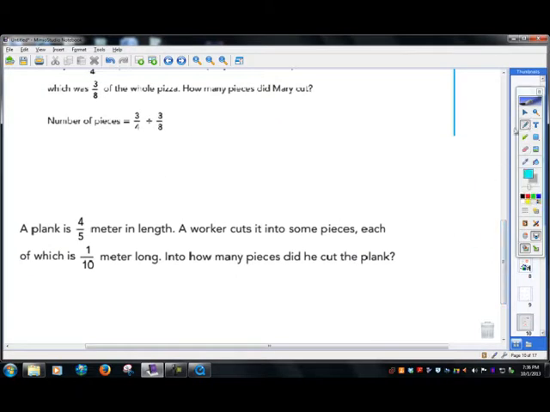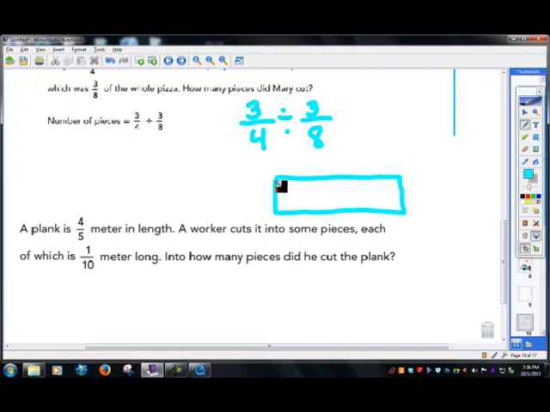Let's do this problem. This is where it gets a little bit harder. Okay, we got 3/4, and we're dividing it by 3/8. First thing is, go ahead and model the dividend, right? We always do that first. Okay, so I'm going to cut it into fourths, obviously. I'm going to shade.